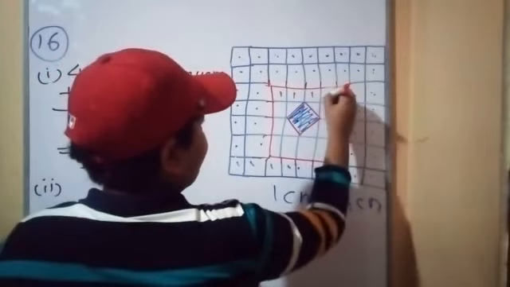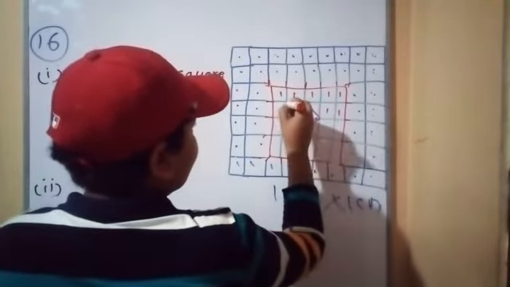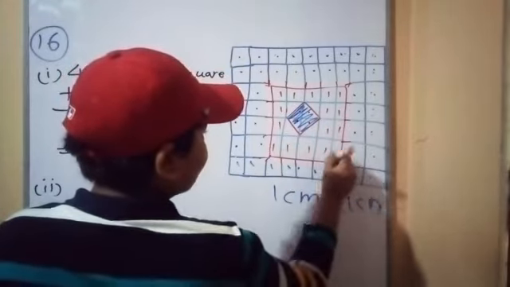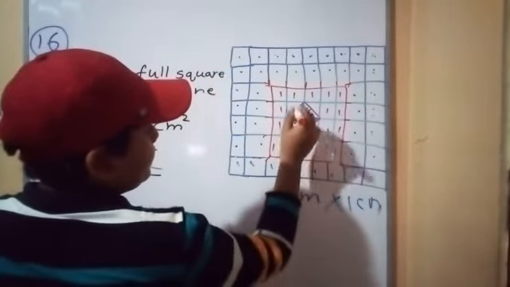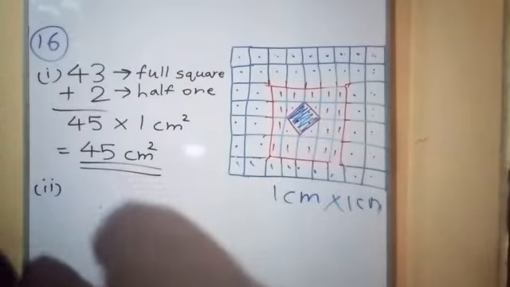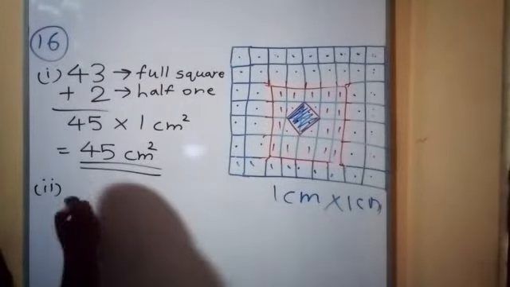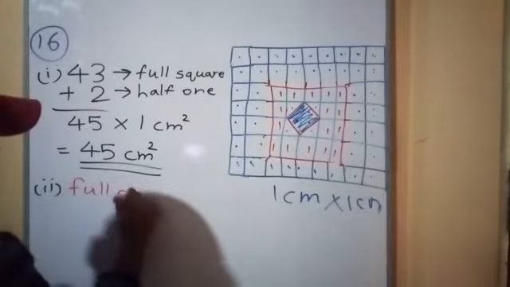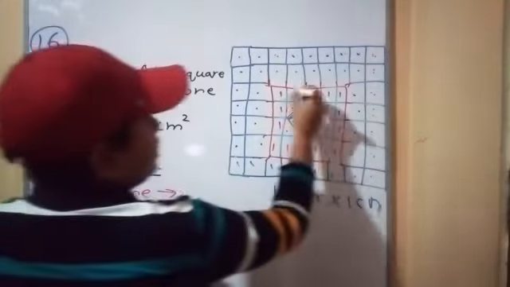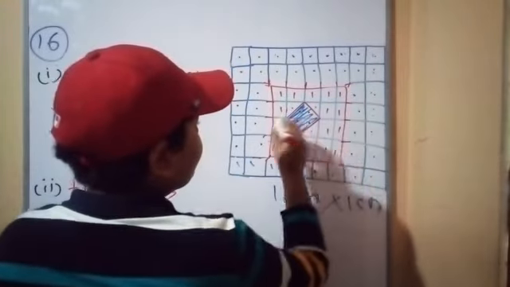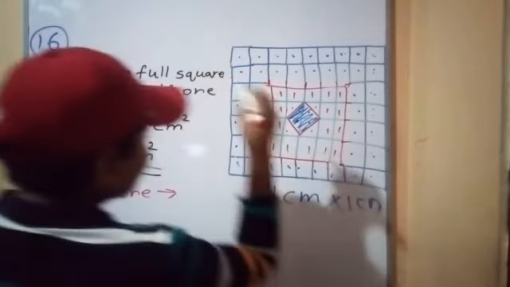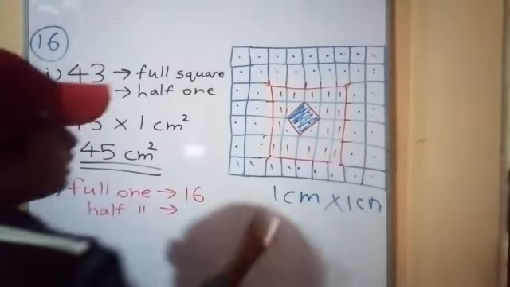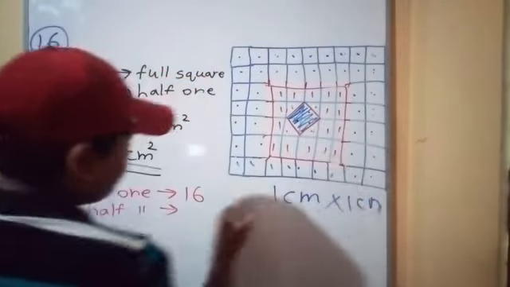1, 2, 3, up to 18. How many? 18. So, the full one, you can choose one. Counting 1 to 16, and the half one has 1, 2.